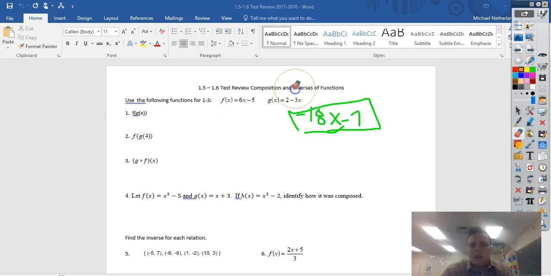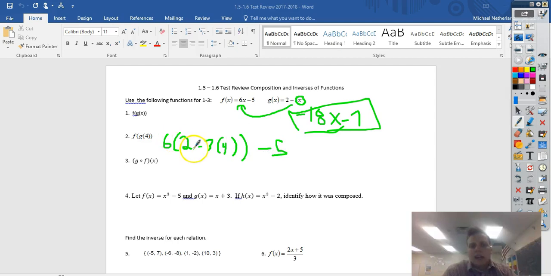Okay, so I can do that by simply saying f of g of 4. I take the f function and I plug the g function in for it. But instead of the g function having x, like it did on number 1, I want to input the number 4 for x. So the f function, which is 6 times, now instead of having x, I'm going to put in the g function, 2 minus 3 times, but instead of putting in x, I'm going to put in the number 4, and then minus 5.